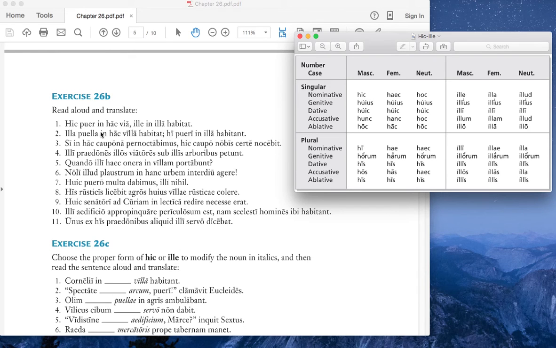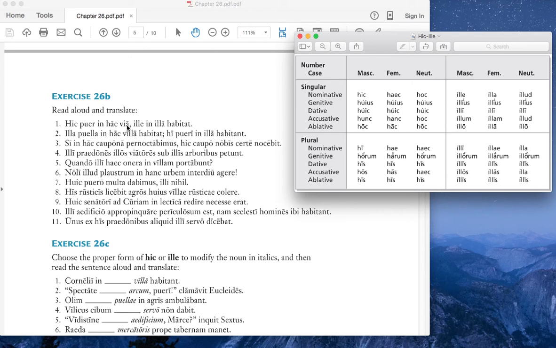So here, the puer is the subject. The boy, this boy, lives in this street or on this street. So here, hic, like puer, is nominative and masculine, and it's singular. So it has, once again, gender, case, and number, just like the nouns that these words modify. Let's look at this one here.